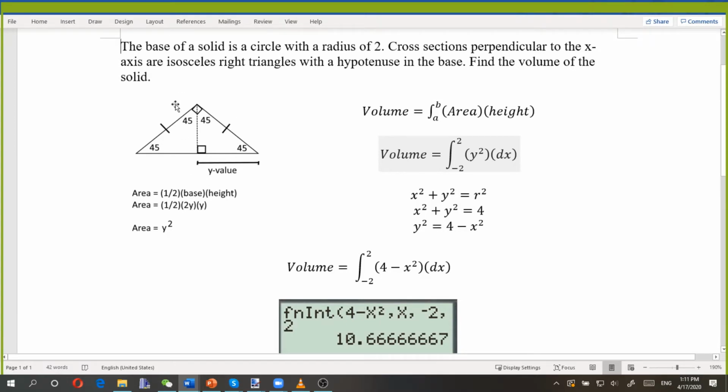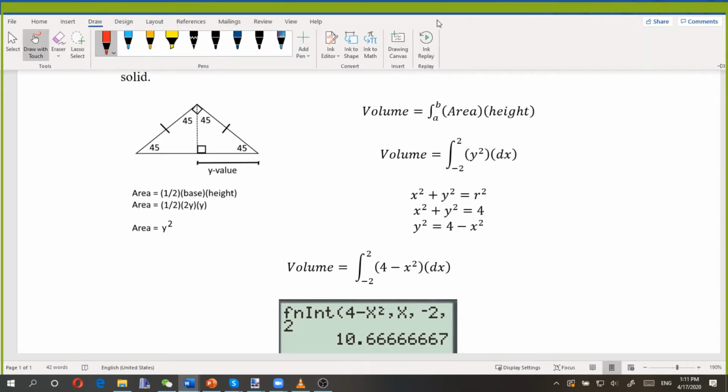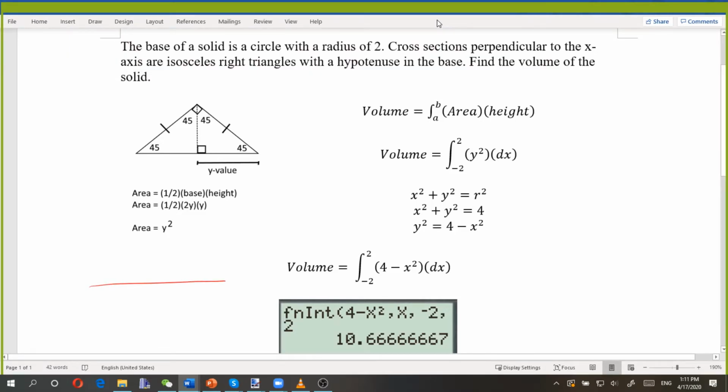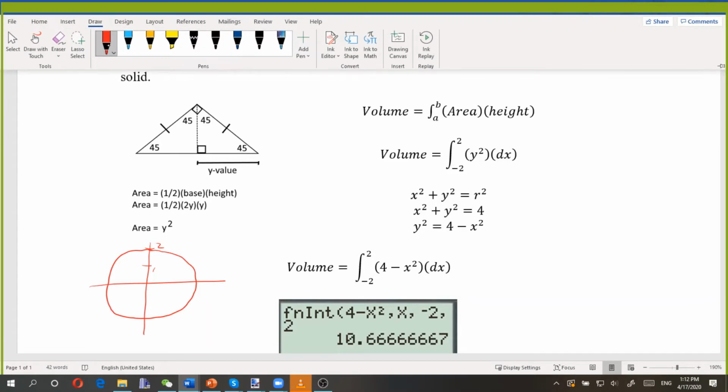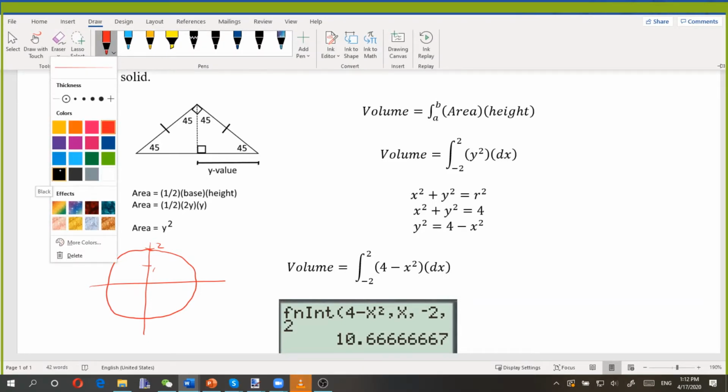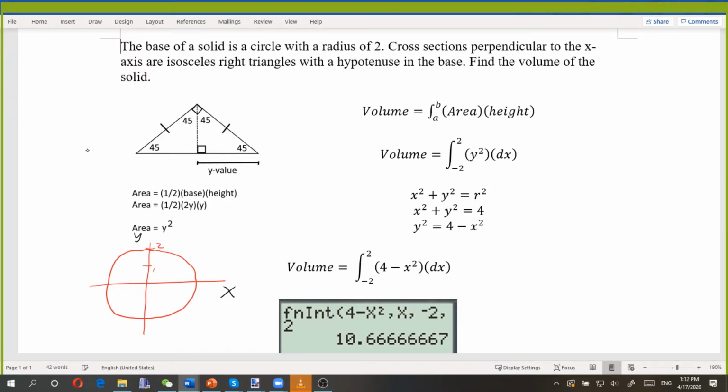So each one of these triangles perpendicular to the x-axis could be drawn on a graph like this. So here I've got a circle with a radius of 2. And then cross sections that are perpendicular to the x-axis. So that's forming a 90-degree angle with the x-axis. Are these right isosceles triangles? So these would pop out of the page, like this.